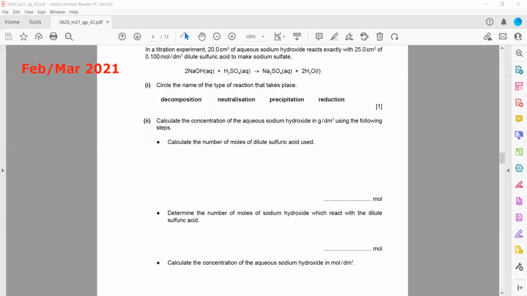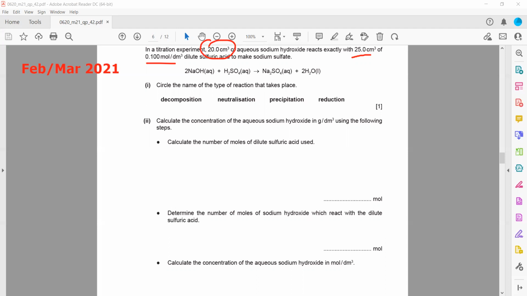So in a titration experiment, we have 20 cm³ of sodium hydroxide, which exactly reacted with 25 cm³ of sulfuric acid, H2SO4, with a concentration of 0.1 mole per dm³. Circle the name for the type of reaction that takes place.